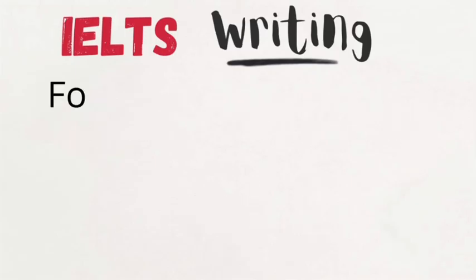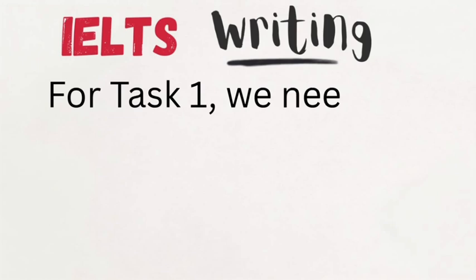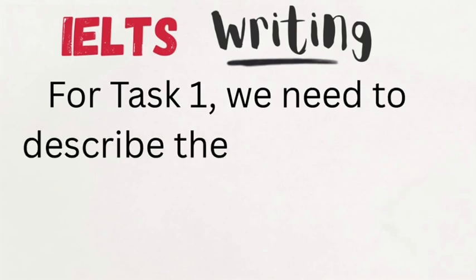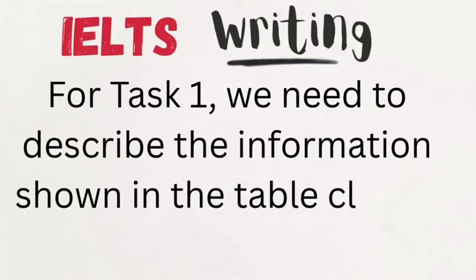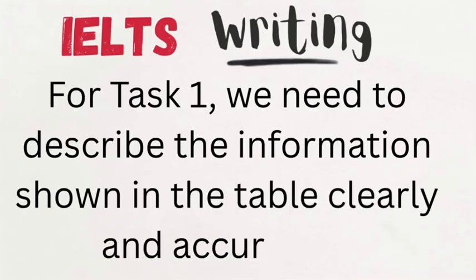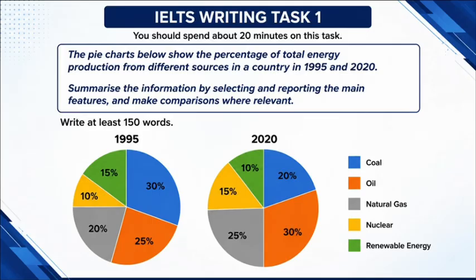IELTS Writing Task 1. For Task 1, we need to describe the information shown in the table clearly and accurately. So this is your diagram. You can pause the video and solve this writing task 1, and after that you can solve also writing task 2.